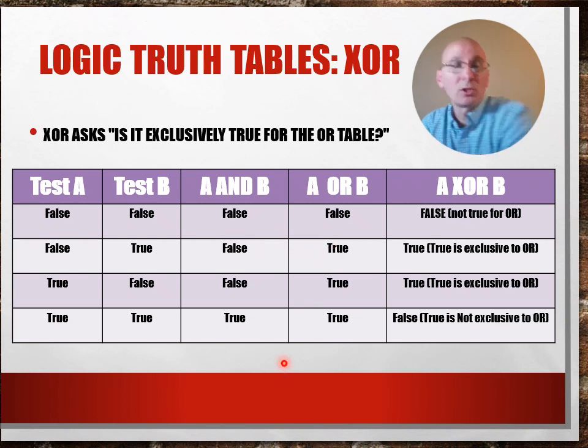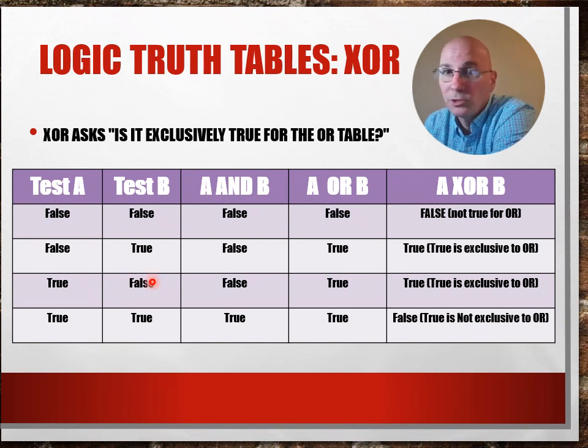So here's my two tables. If I want to get the result of an exclusive OR, then I have to ask, well, is this value for test A and test B, if I exclusive OR test A with test B, is it exclusively true for the OR table? And here, well, this is not true for the OR table. It's false for the OR table. So here, A XOR B is false. Here, false exclusive OR with true, that's going to be false for the AND table and true for the OR table. So this is exclusively true for the OR table. So the result here is a true.